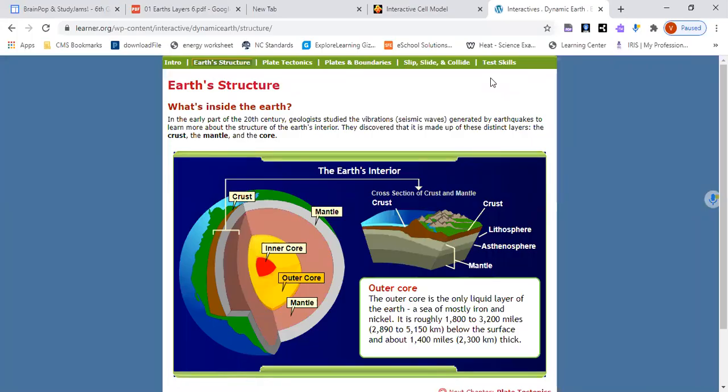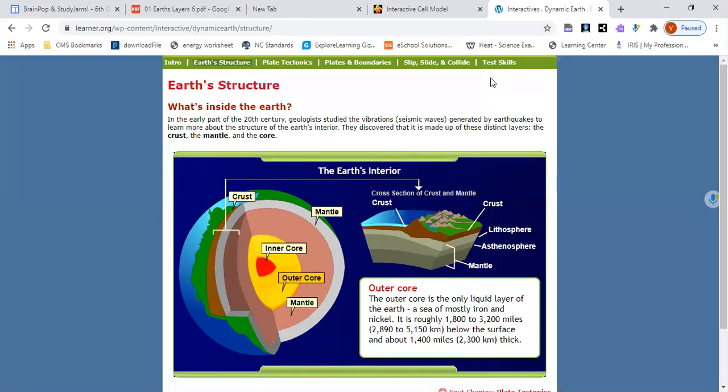Hello, friends. We have just finished our Earth structure. We talked about different kinds of Earth's layers that we have. We talked about the inner core, the outer core, a mantle, and all that, right? So now, I just want you to play around with the diagram here. It says Earth's structure. What's inside the Earth?